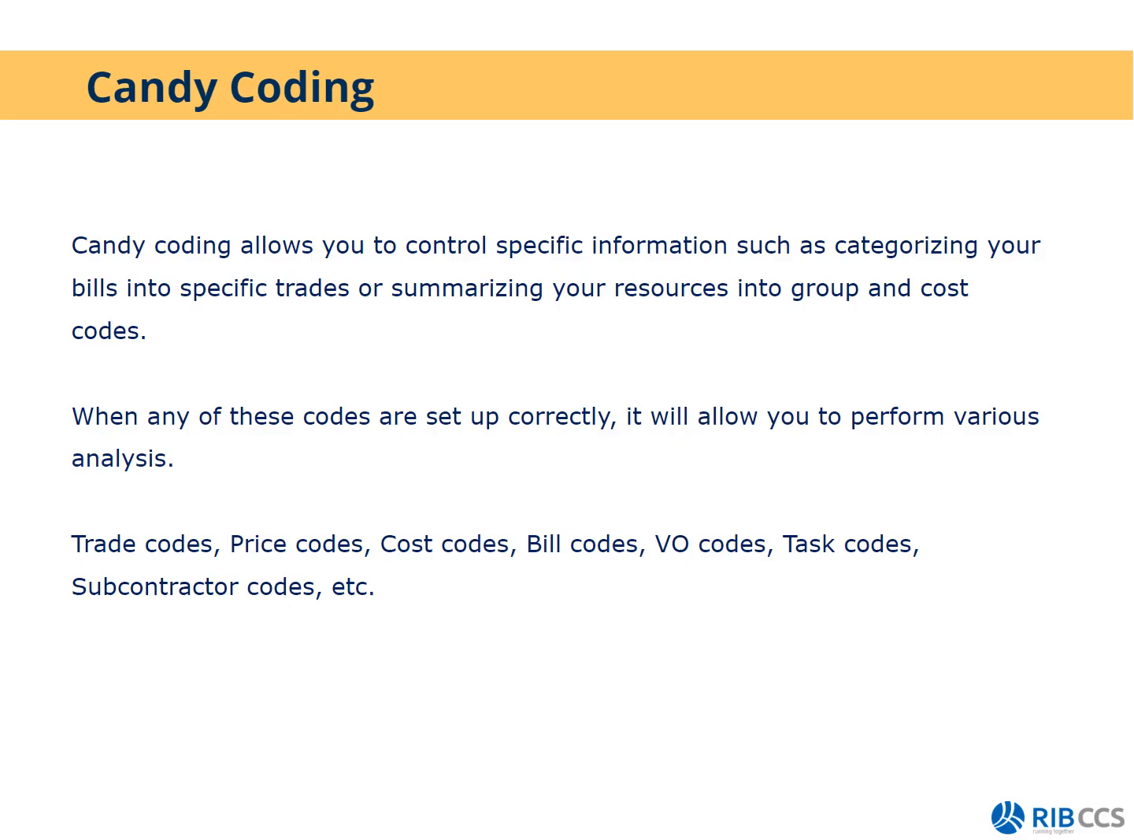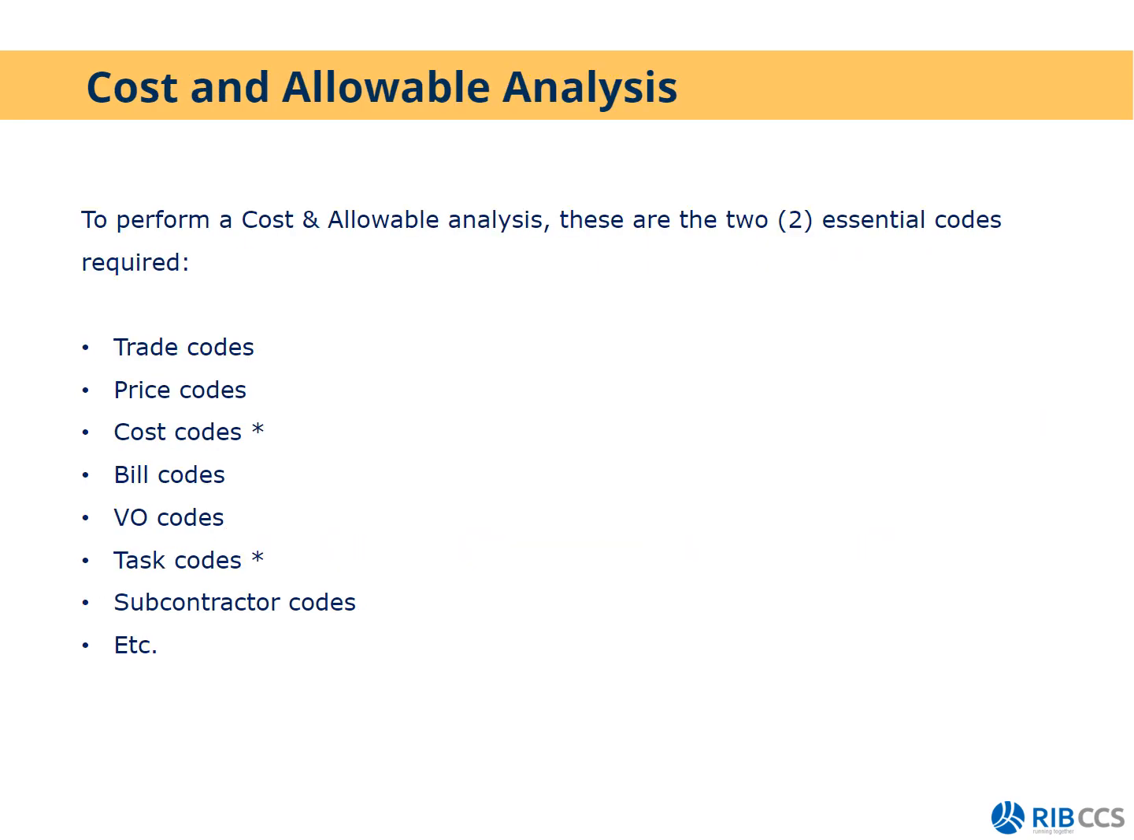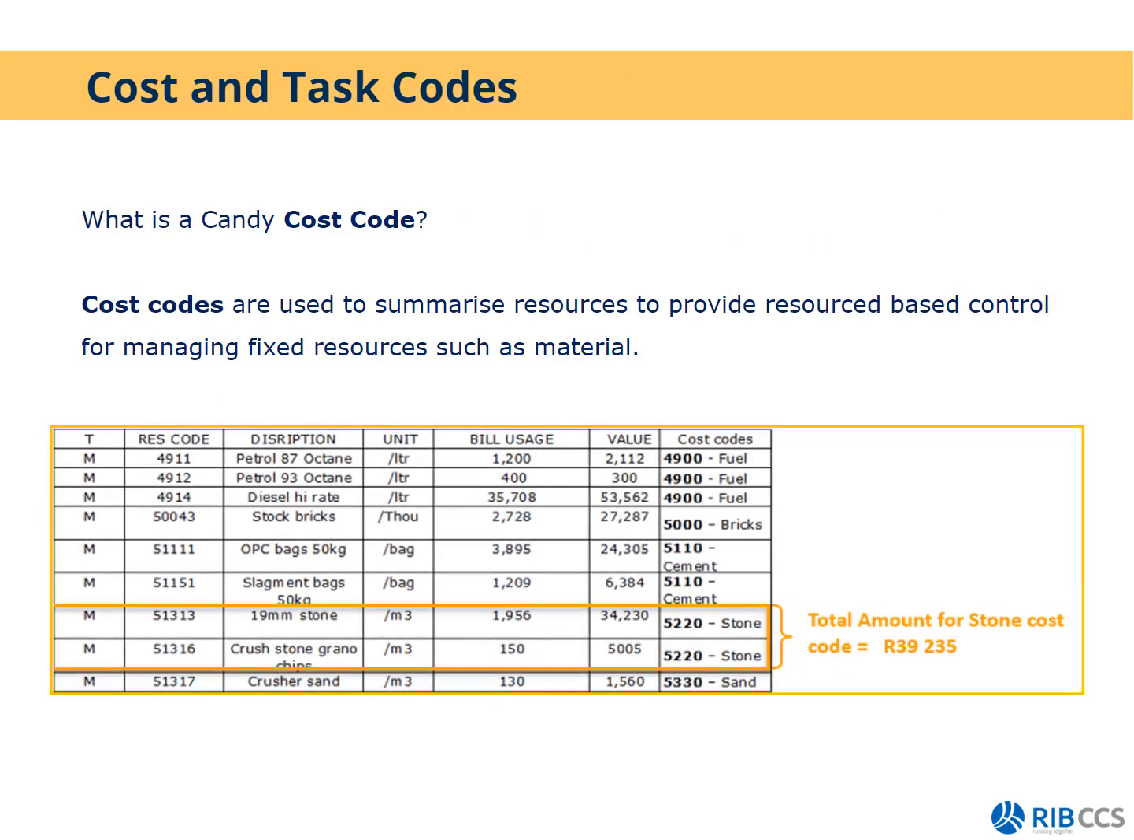So we are only going to focus on the codes that you need to use for cost and allowables, again, just due to time. So at Post Tender setup, you have then all these codes, and to do cost and allowables, you would have to have the two codes that are highlighted with the asterisks on this list. So we're going to only focus on the cost codes and the task codes. Now, firstly, what is cost and task codes?